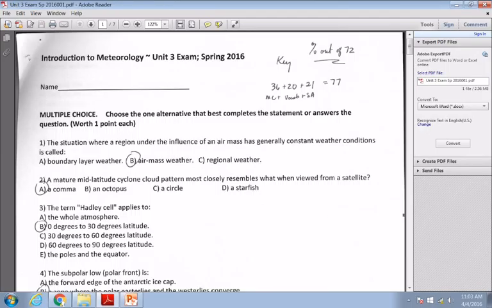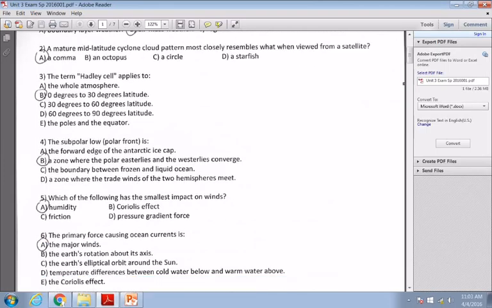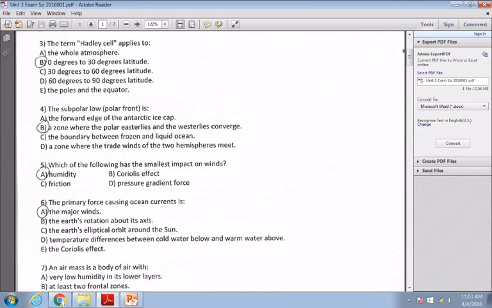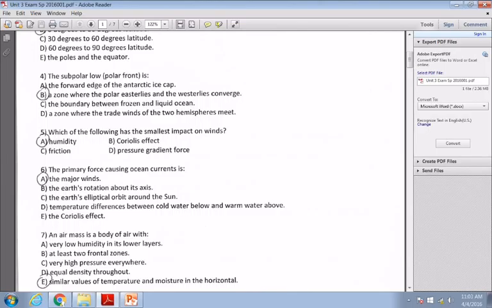Question 2, what does a mature mid-latitude cyclone look like? It looks like a comma. A is the best answer. Question 3, where are the Hadley cells? They are between 0 and 30 degrees, so B is the best answer for question 3. Question 4, the polar front is located where the easterlies and westerlies converge. So the best answer there is B for 4. Question 5, which doesn't have an impact on wind? Actually humidity doesn't, A, but the other 3 do. Question 6, what causes the ocean currents? The best answer there is A, the major winds.